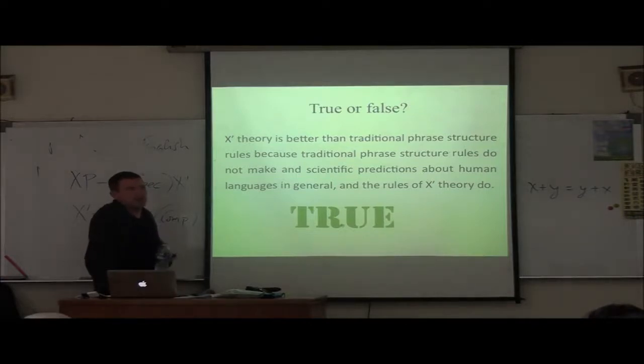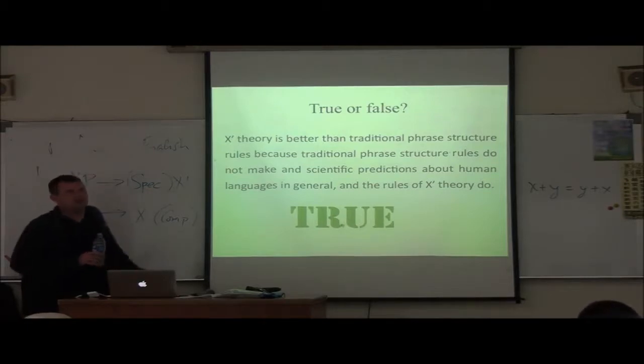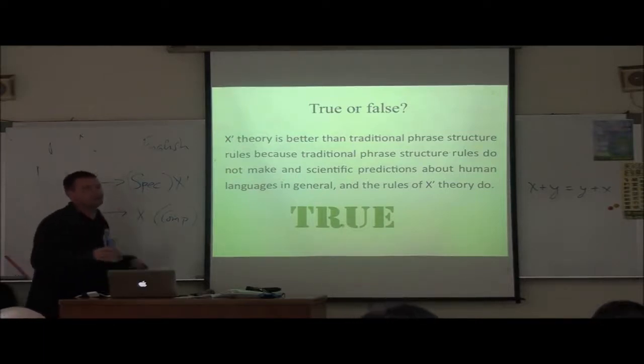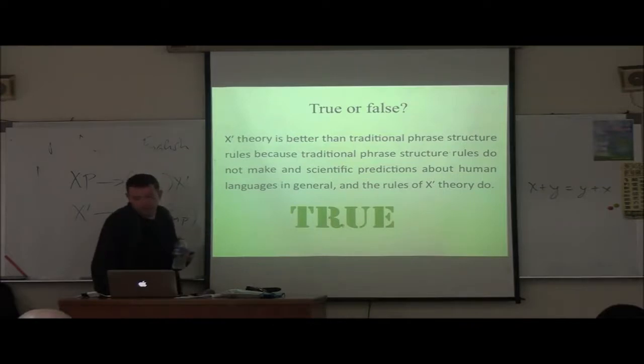And that's one of the reasons why traditional phrase structure rules leave a lot to be desired. Right? Phrase structure rules like the ones we studied last year are good for some things, for representing constituency and so on. But when it comes to making predictions about the nature of language in general, they really don't say anything at all. Okay? So that's why the answer to this question is true.